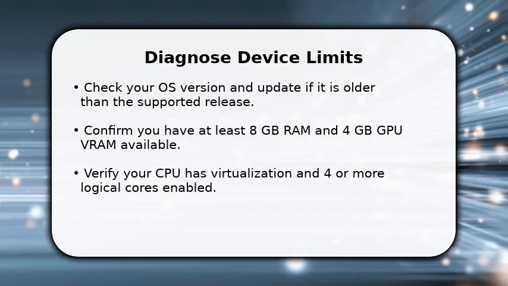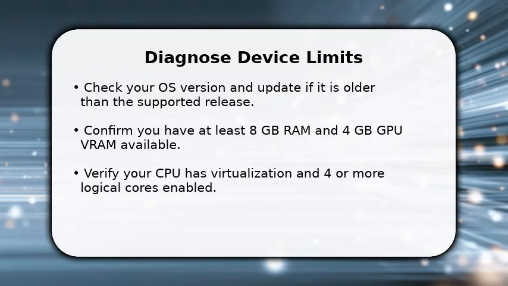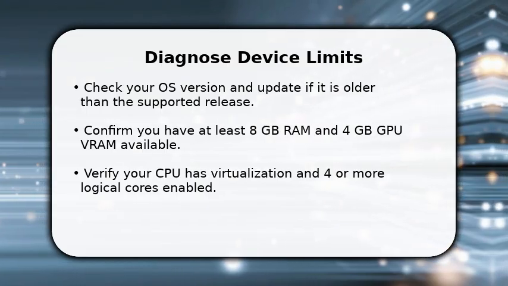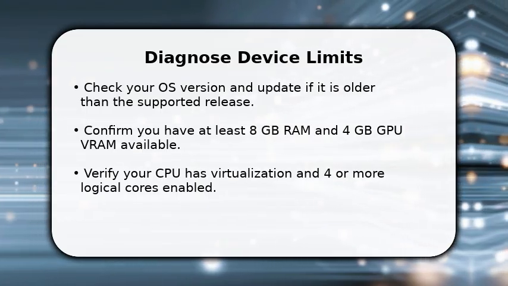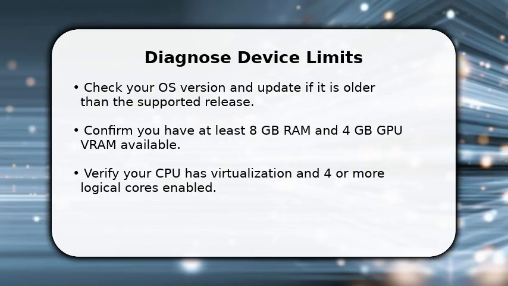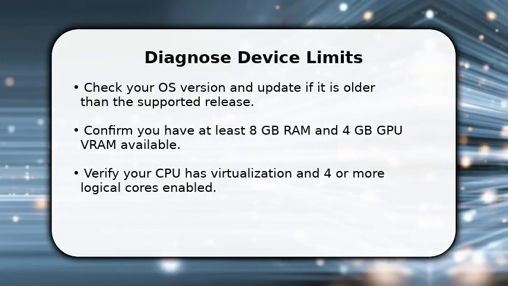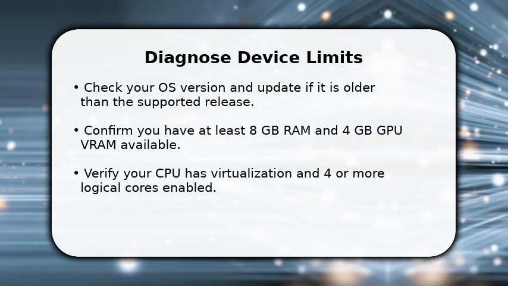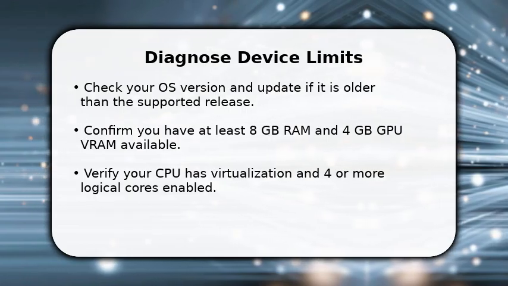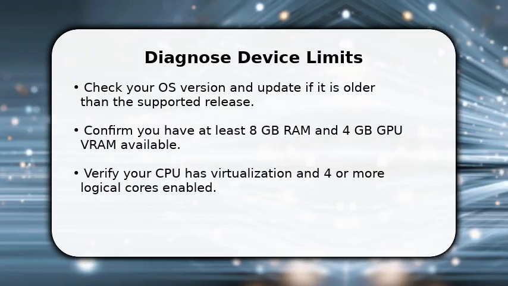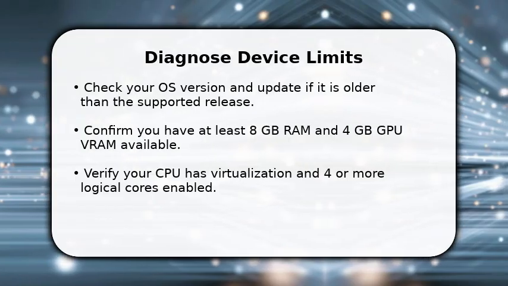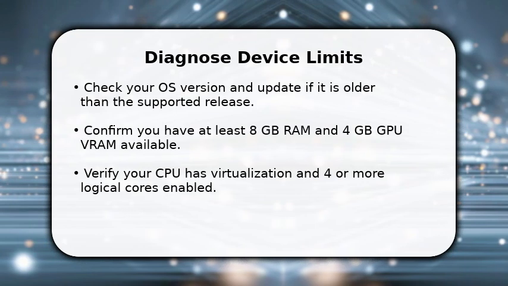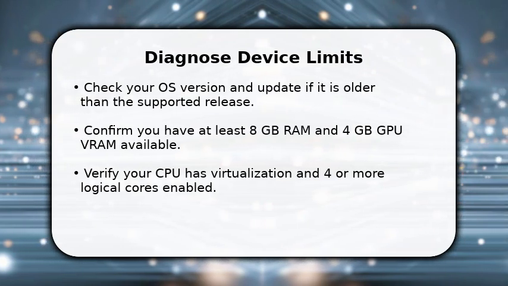Start by diagnosing why AI training is not available on your device. Check your OS version and update if it is older than the supported release. Inspect system memory to confirm you have at least 8 GB RAM and 4 GB GPU RAM available for training tasks. Open the BIOS or UEFI to verify virtualization and confirm the CPU has 4 or more logical cores enabled. Note any error messages from the training app and copy exact text for the next step.